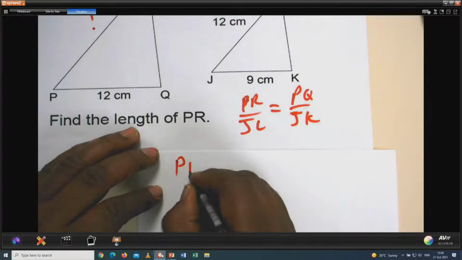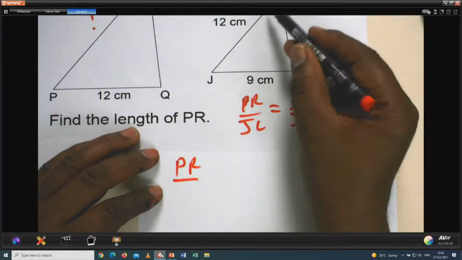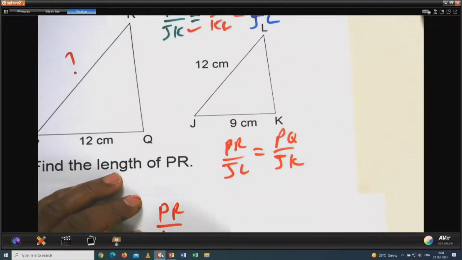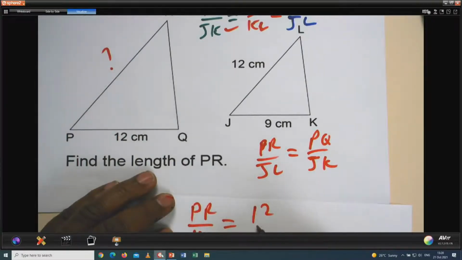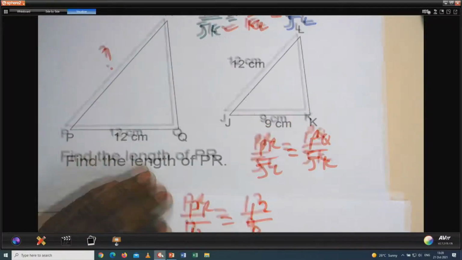Now, PR, do you have JL? Yes, JL is equal to 12. Are you given PQ? Yes, PQ is equal to 12. Are you given JK? Yes, JK is equal to 9.